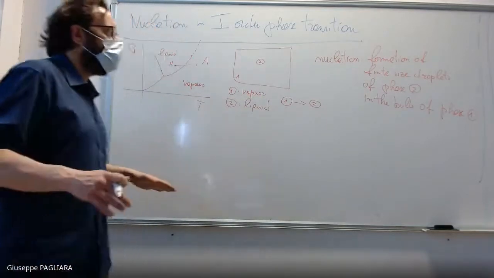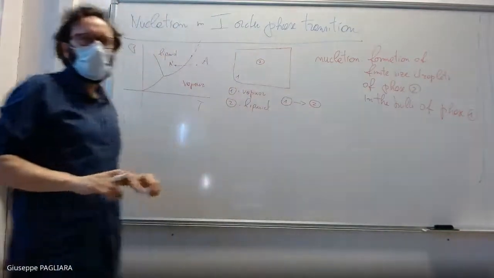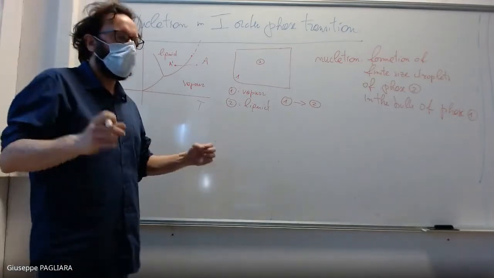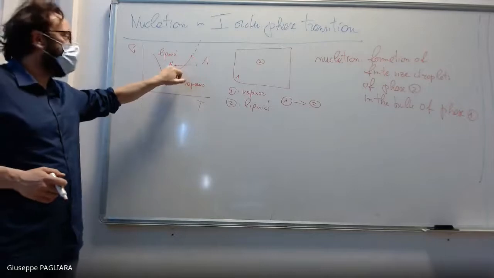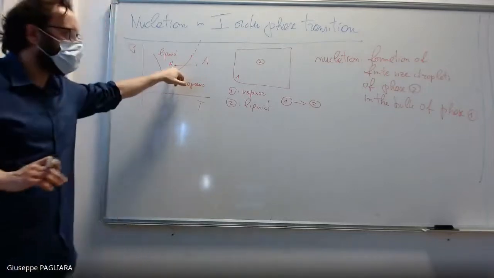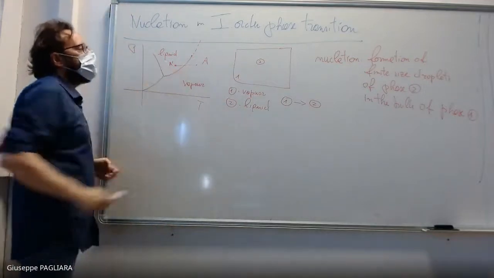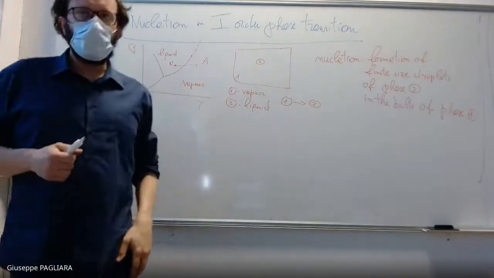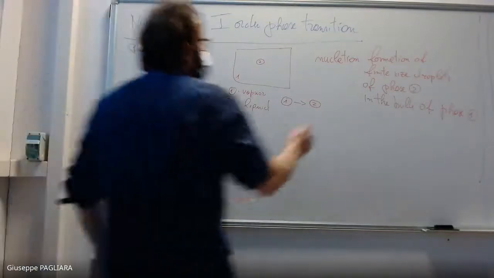occurs immediately. You start to form some droplets, and then at some point the droplets will increase, they will merge, and at the end you will sit at the thermodynamical equilibrium in a phase which is just the liquid phase. But in the process of phase transition, there is an out of equilibrium process, which is the nucleation. Okay. Nucleation.